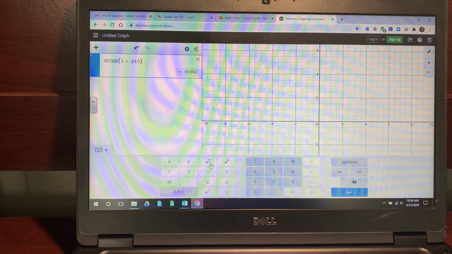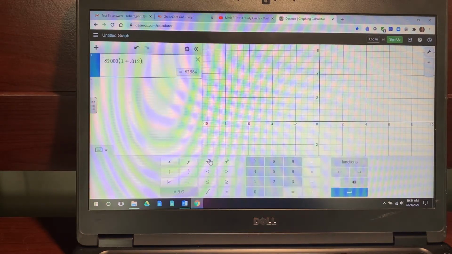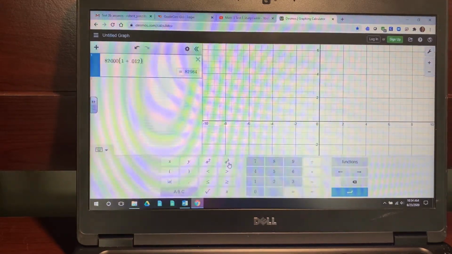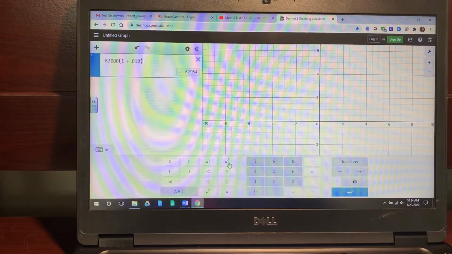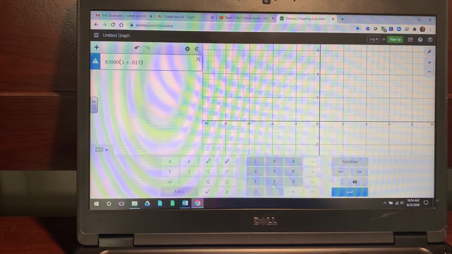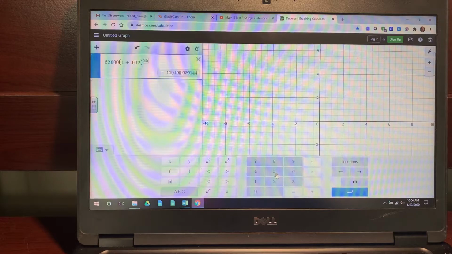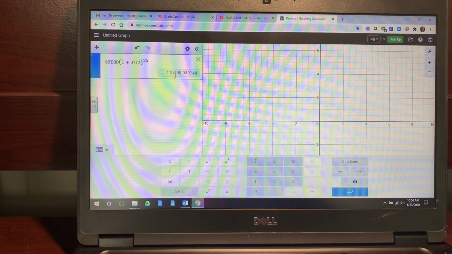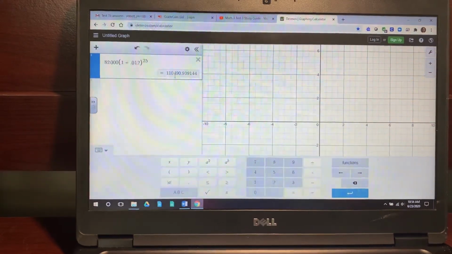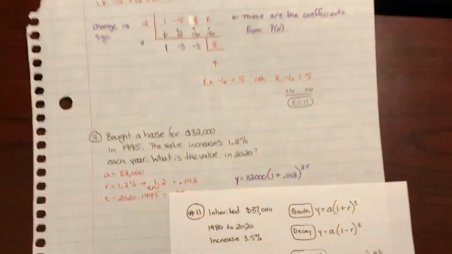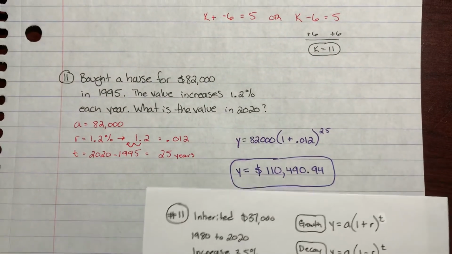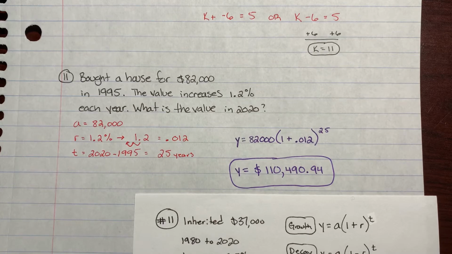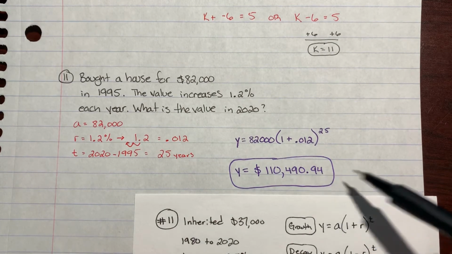This button right here, the A squared, that lets me just square it. But the one right next to it that says A to the B power, that's the one that lets me raise it to any exponent I want to. So I click that one, and then I push the 25, and I don't have to hit enter. The answer just appears right here in that same little box. And so we end up getting that answer of 110,490 and 94 cents. Remember, this is money, so we only want 2 decimal places.